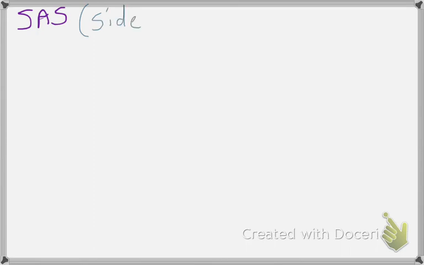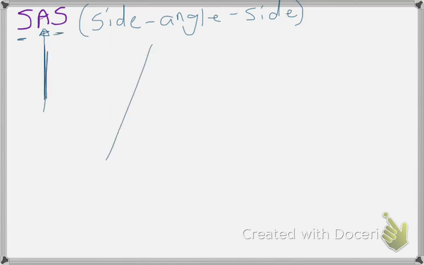Side, angle, side. Okay? Now something real important here. See how this A is in between the two S's? That means that your angle, the angle right here, needs to be between these two sides. See how there's a side here, there's an angle and a side. So that's not the only way. You could do it here. A side, put an angle here, put a side there. That's also side, angle, side.